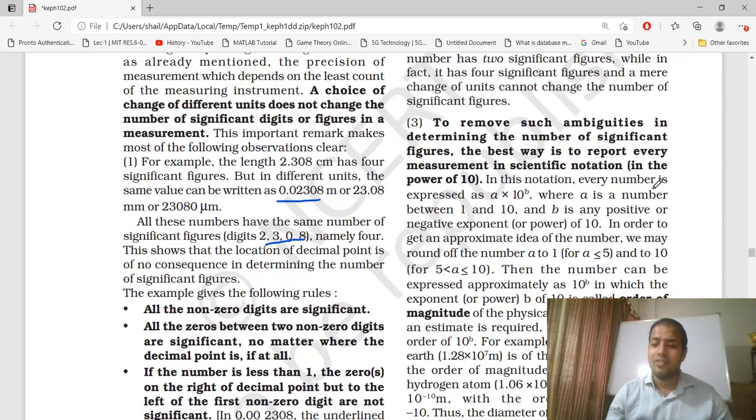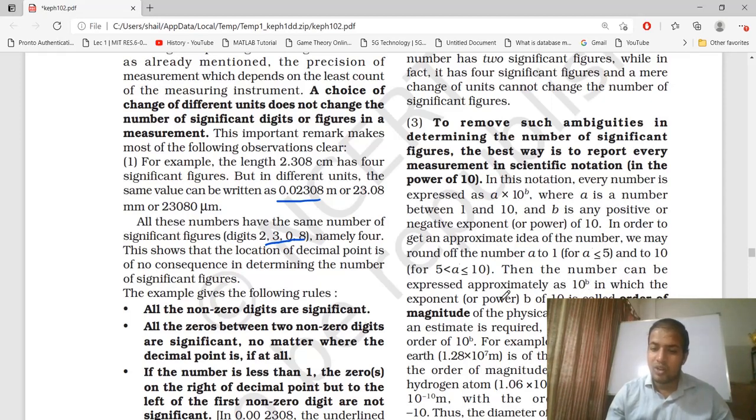In this notation, every number is expressed as a × 10^b, where a is a number between 1 and 10, and b is any positive or negative exponent or power of 10. In order to get an approximate idea of the number, we may round off the number a to 1 for a less than 5, and to 10 for a greater than 5 and less than 10. Then the number can be expressed approximately as 10^b.